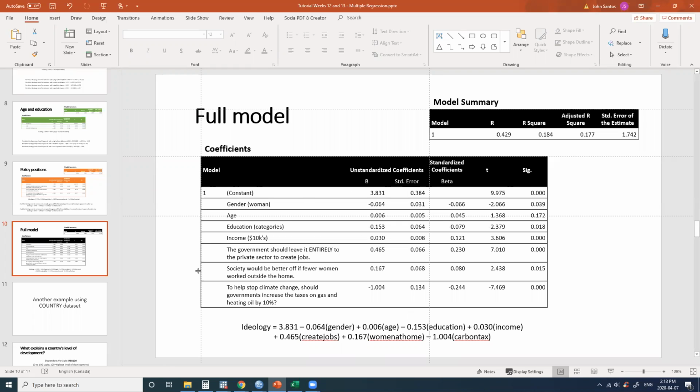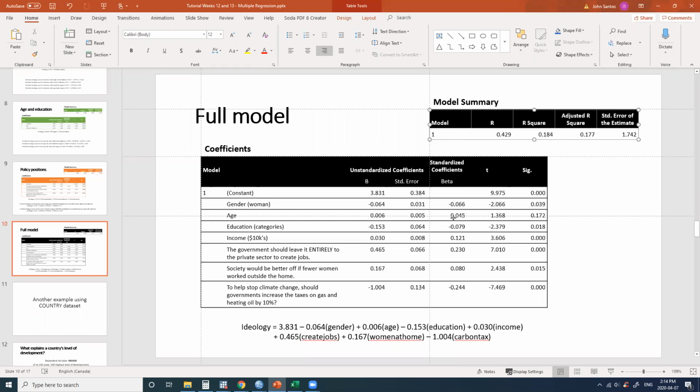So if we were to redo this regression model, which you can do in SPSS, by the way, this is just the 2015 CES for tutorial data set, you could run ideology as the dependent variable and all of these predictors, right? So first things first, let's look at this model summary table. We see that the R squared is 0.184, right? So this model is explaining 18% of the variation in ideology.